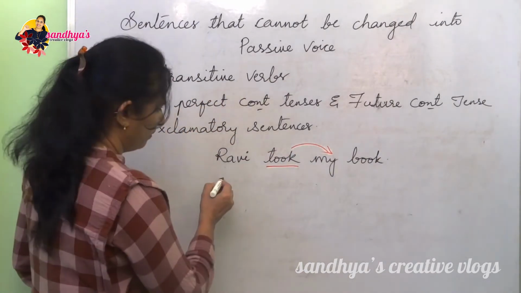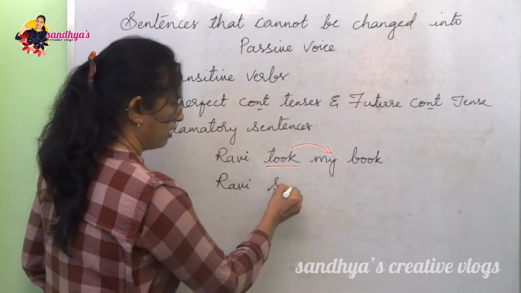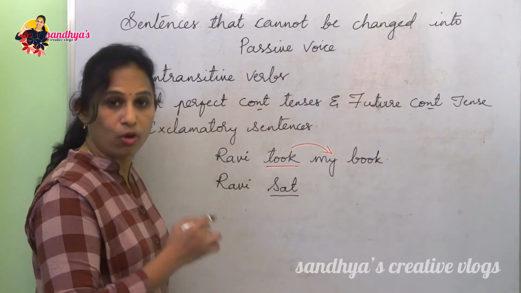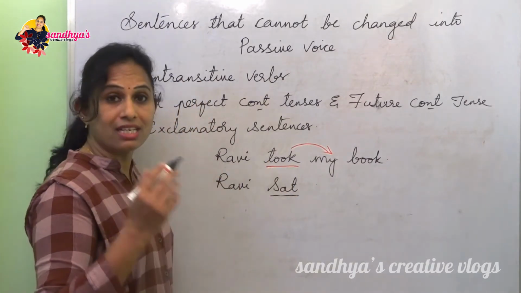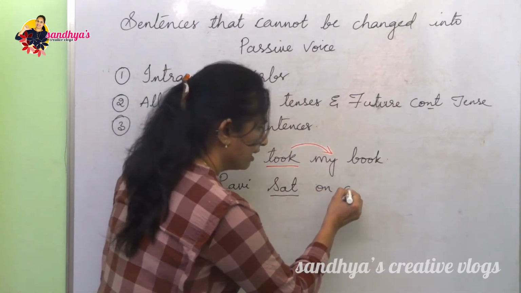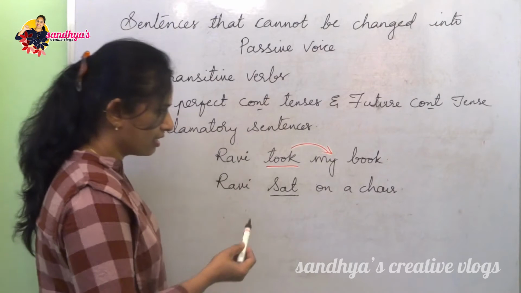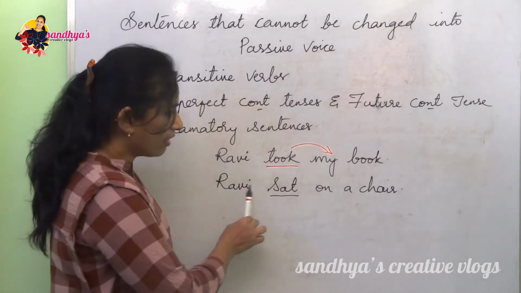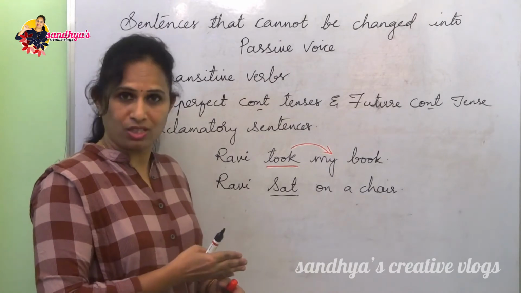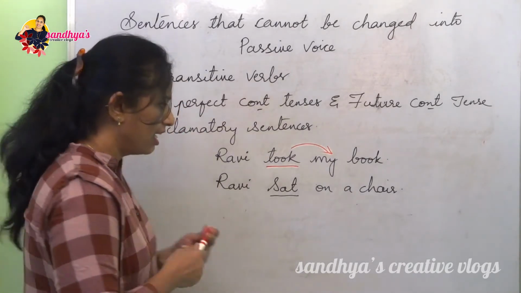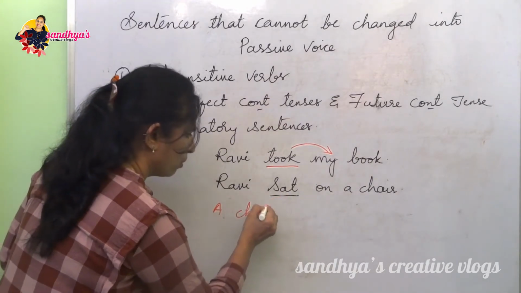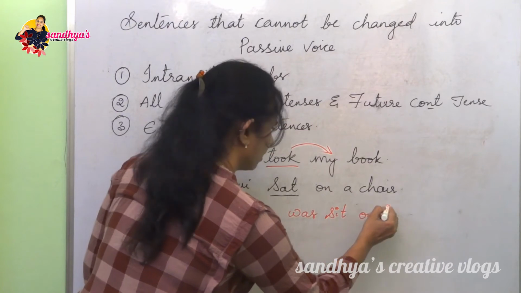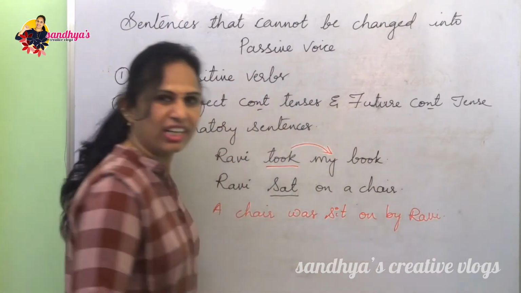Now I'll give you one more example. Ravi sat. Yes, this is a verb, but let us find out whether this is a transitive verb or an intransitive verb. If it is an intransitive verb, it doesn't accept an object. Ravi sat on a chair. In this sentence, I have added an object, but this word sat is not receiving the object here. Let us convert this sentence into passive voice following all the steps we learned in the previous class. A chair was, let me take the third form of sit. Sit, sat, sat. A chair was sat on by Ravi, which is a ridiculous and meaningless sentence.